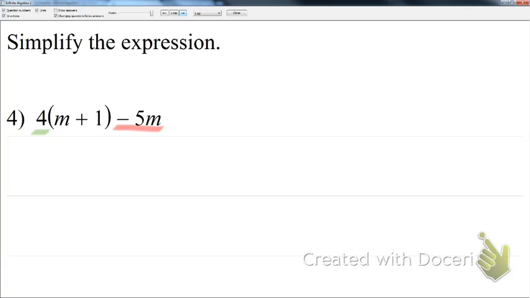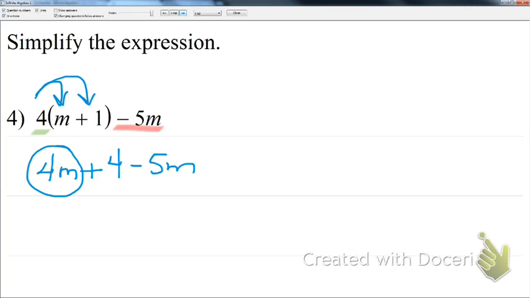Alright, so let's multiply the 4 times the m, and then the 4 times the positive 1. 4m plus 4. Copy down the negative 5m. So we've distributed, now you're ready to combine like terms. Identify your variable terms. You have a 4m and negative 5m. What's the sign of that 4m? If you don't see it, remember that it is positive.